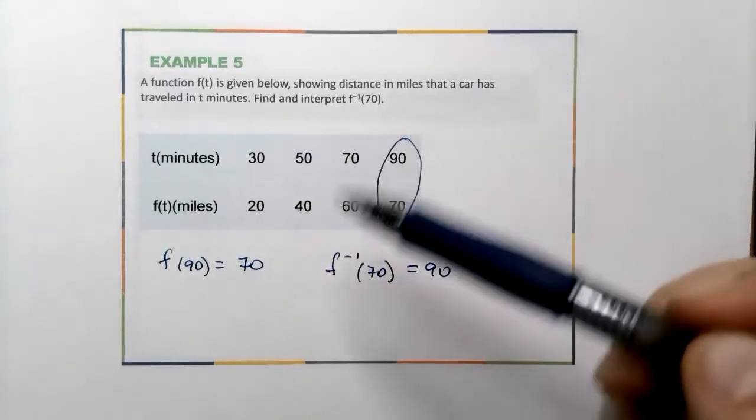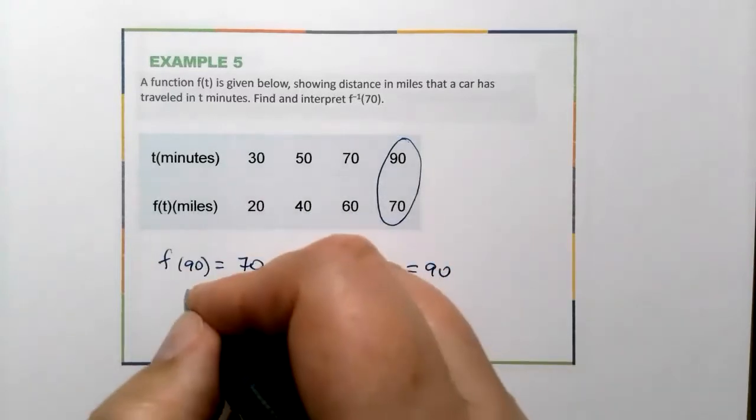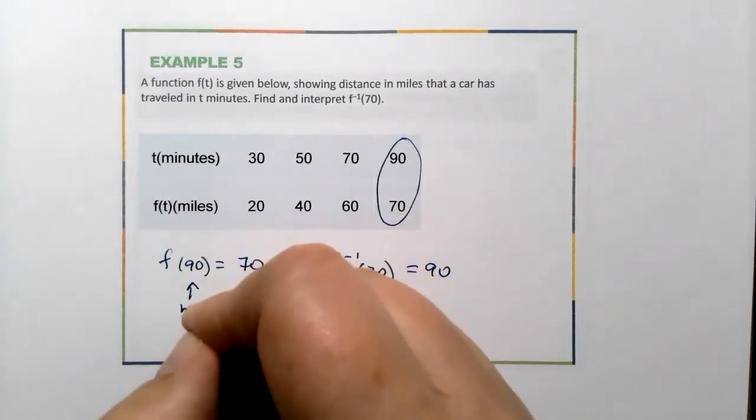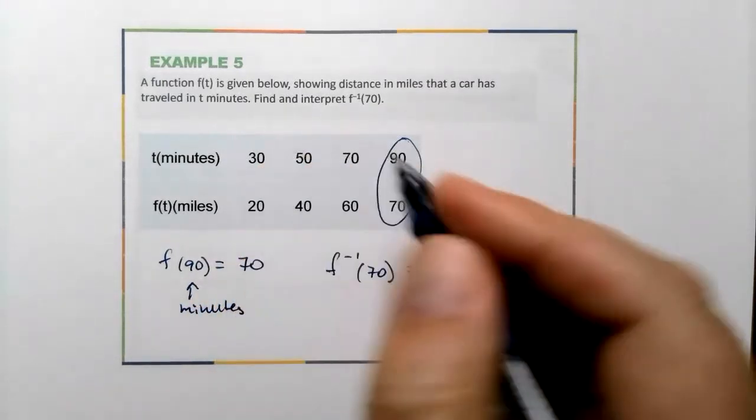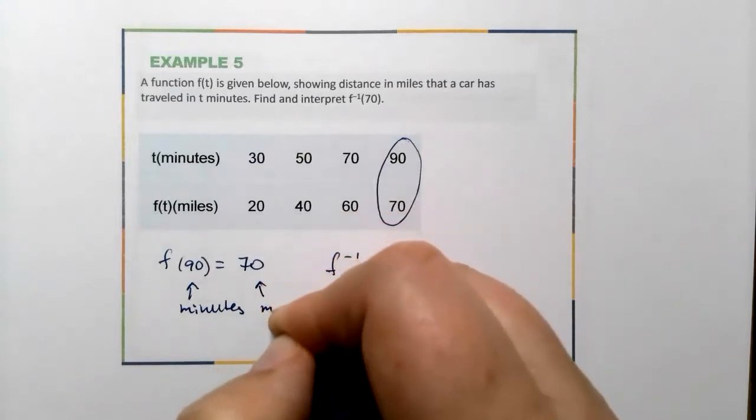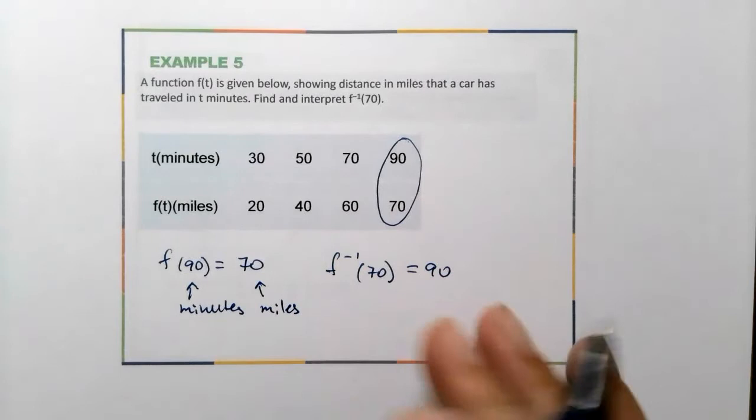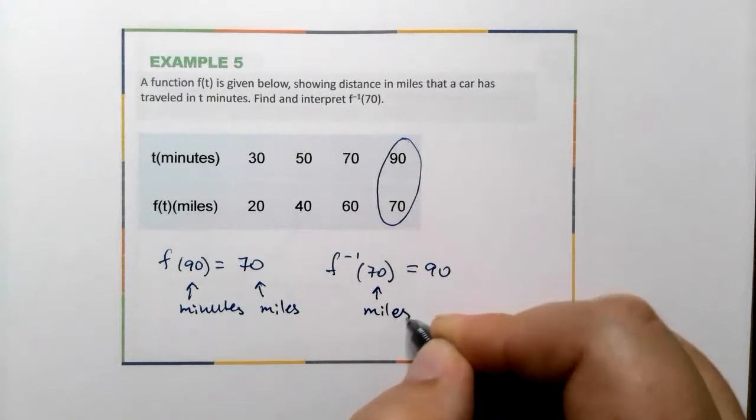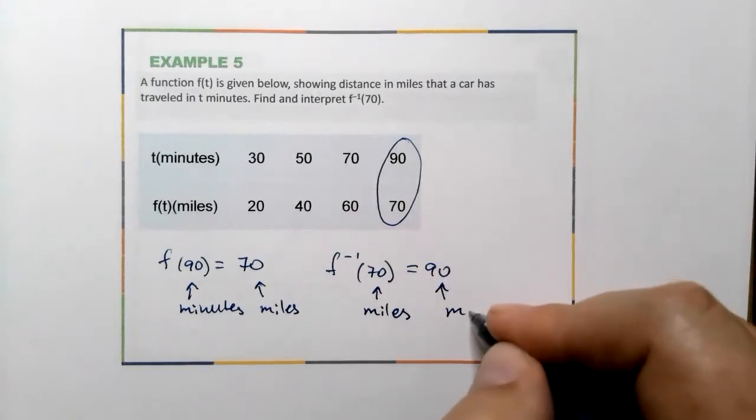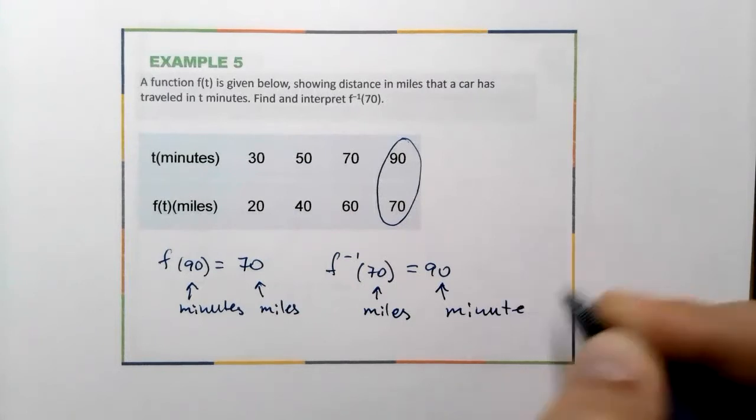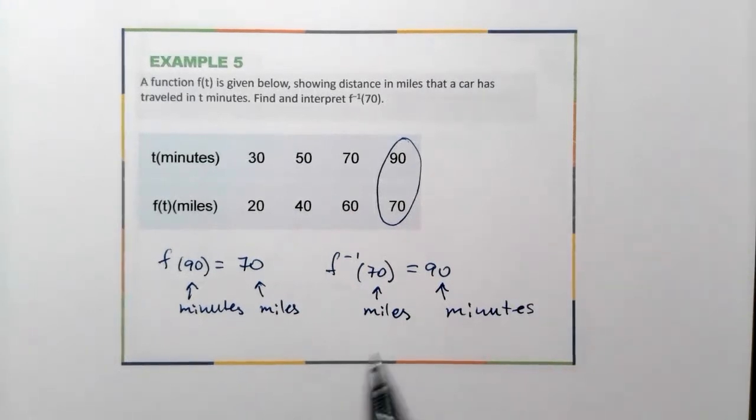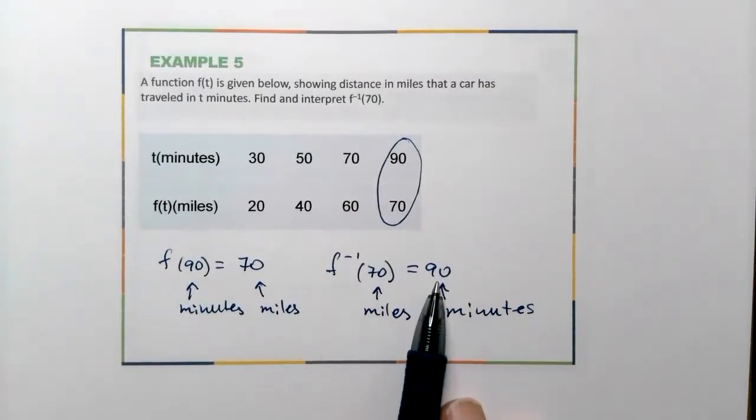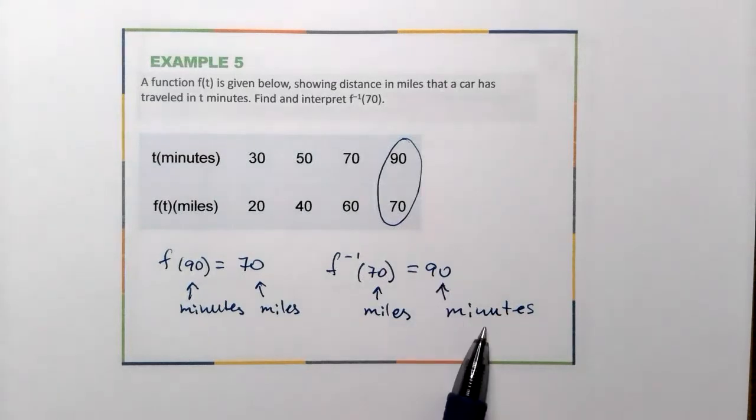So let's think about it. What is the input for the f? For this, the input is minutes, and the output is miles. Now for the inverse, they switch. The input becomes miles and the output becomes minutes. So how do we interpret this? So in order to cover 70 miles, the car has to go for 90 minutes.